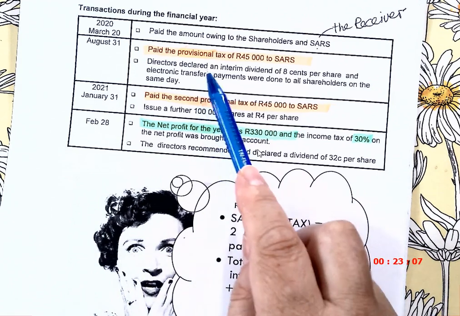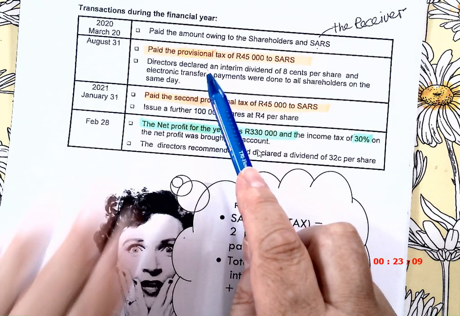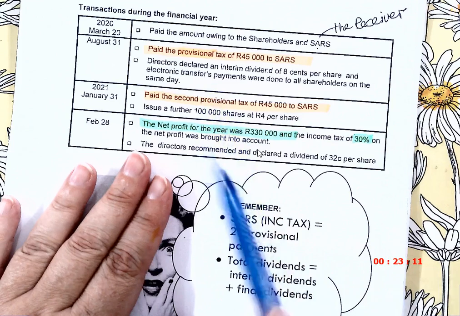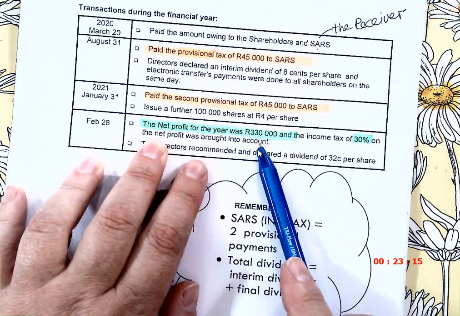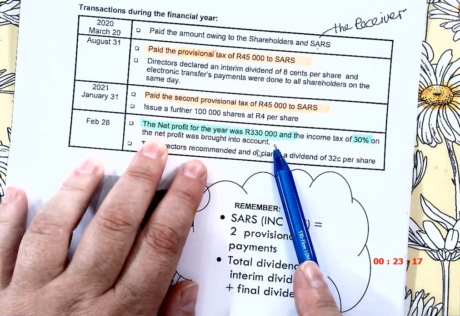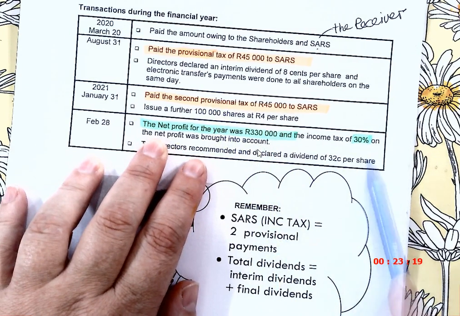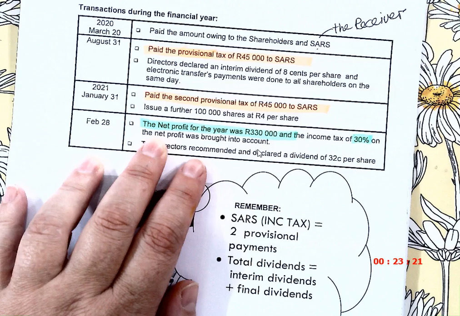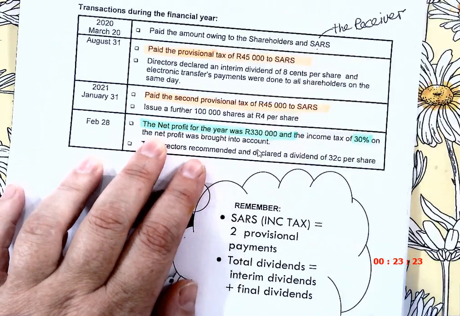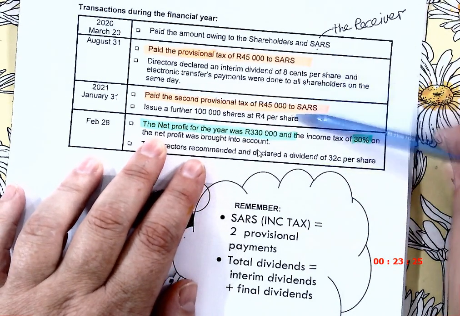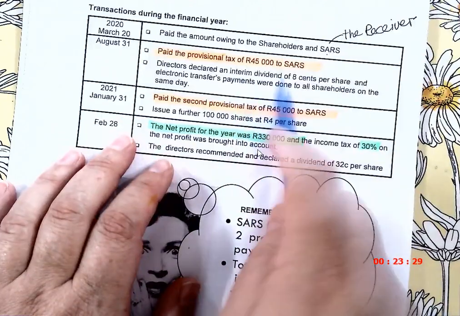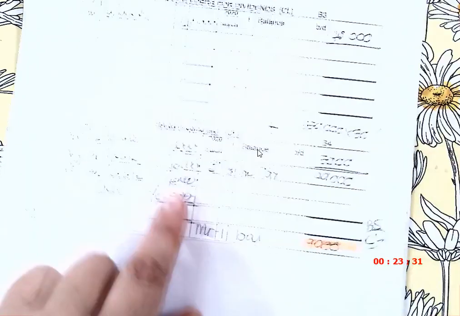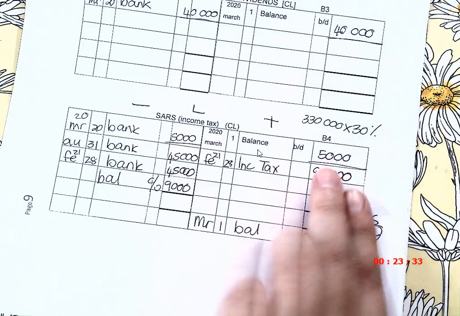So let's look. Now we're going to do two provisional payments. But look here at the green. They tell me my net profit is 330,000 and my income tax is 30,000. So, okay, can you see it happens after I pay? So let's pay. Can you see the 45 and the 45? Here it is. I paid it.